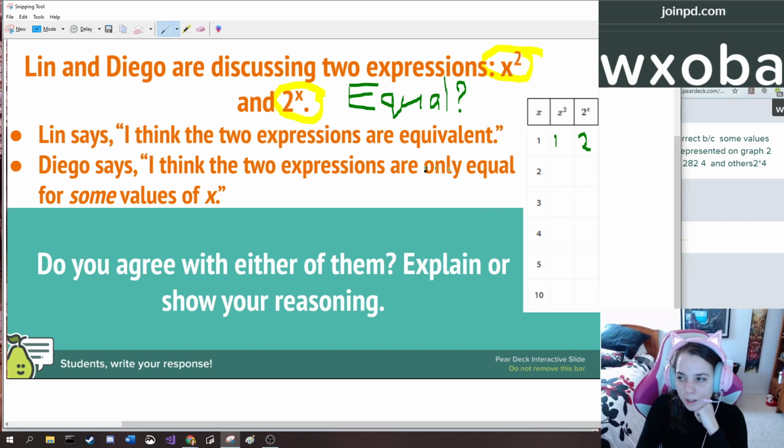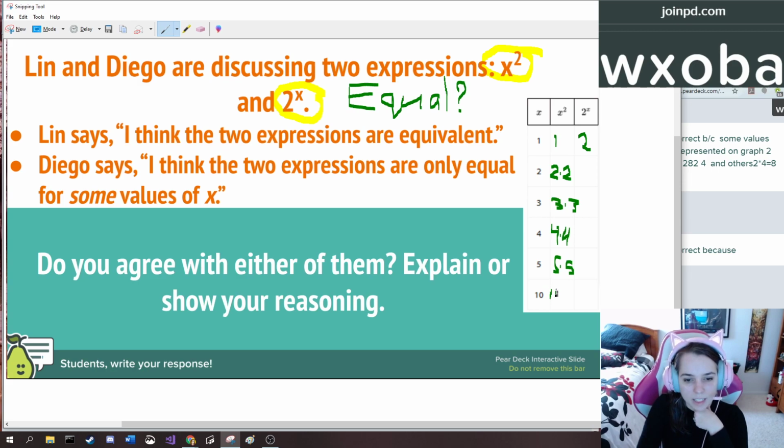So then are they sometimes equal? Well, if we look at 2, 2 squared is 2 times 2. Okay, 3 squared is 3 times 3. Okay, 4 squared is 4 times 4. 5 squared is 5 times 5. 10 squared is 10 times 10.